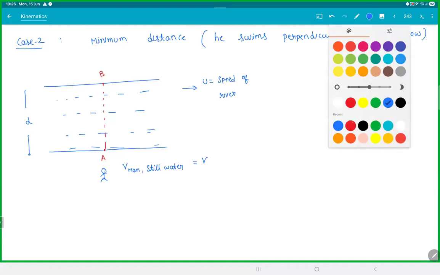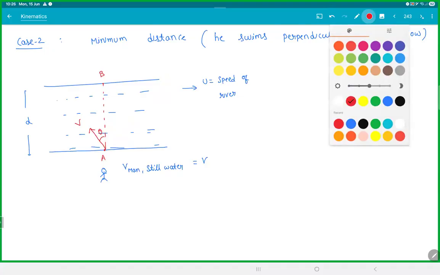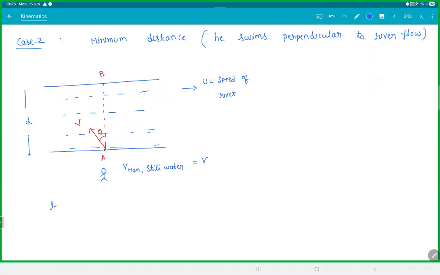So the first question comes. If I try to swim straight, what would happen? The river will push me to this side, so I'll go somewhere here, isn't it? So you cannot swim straight to go to B, you should swim at an angle. So if the man swims at an angle, meaning you're looking somewhere else but going somewhere else, this is how it would look. So let the man swim at an angle theta.